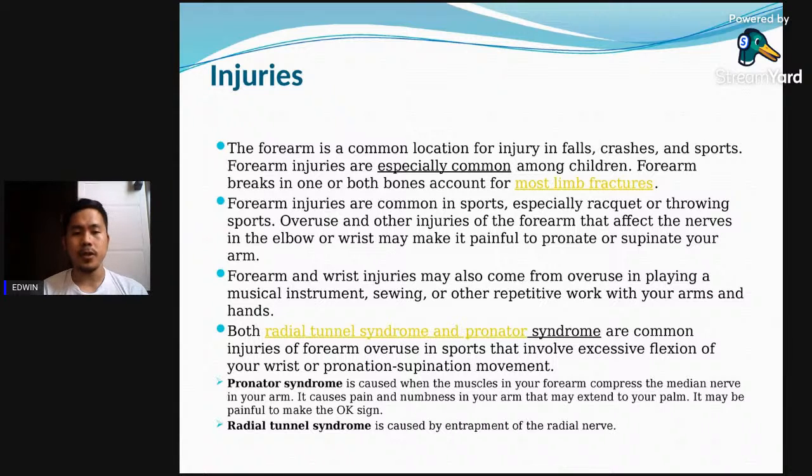Pronator syndrome is caused when the muscles in your forearm compress the median nerve in your arm. It causes pain and numbness in your arm that may extend to your palm. It may be painful to make the OK sign. Radial tunnel syndrome is caused by entrapment of the radial nerve.